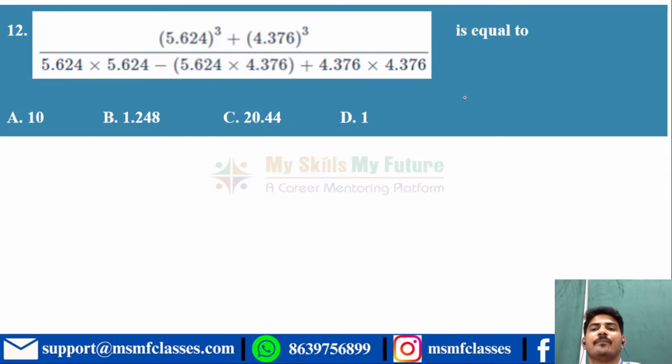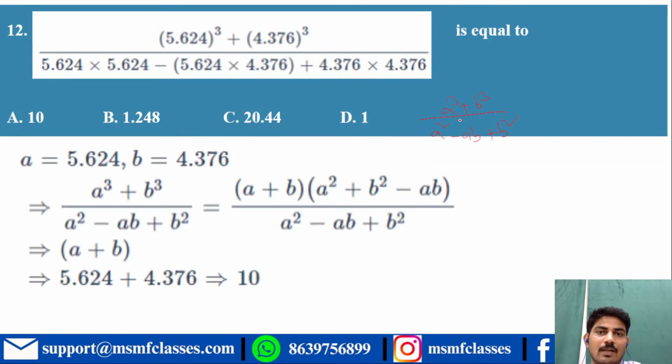So it will be like this: a cube plus b cube divided by a square minus ab plus b square. I am writing the formula here. a cube plus b cube can be written as a plus b into a square plus b square minus ab. So these things get cancelled. What I am left with is simply a plus b. If I just add the values here, 5.624 plus 4.376, that will be equal to 10, which is presented in option A.